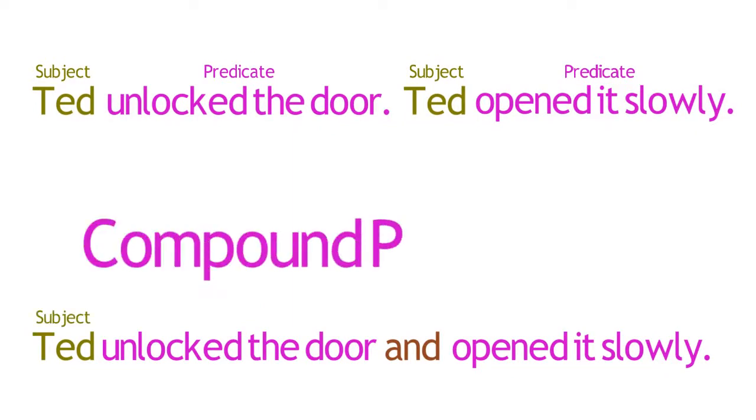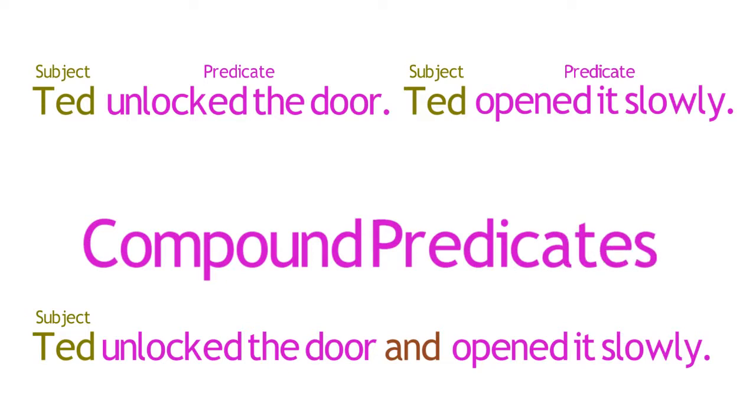a compound predicate. That is, a predicate with two distinct verbs, unlocked and opened. Note that the conjunction and joins the two parts of this predicate, each of which contains its own direct object. Additionally, the adverb slowly functions as an adverbial adjunct modifying the verb opened.